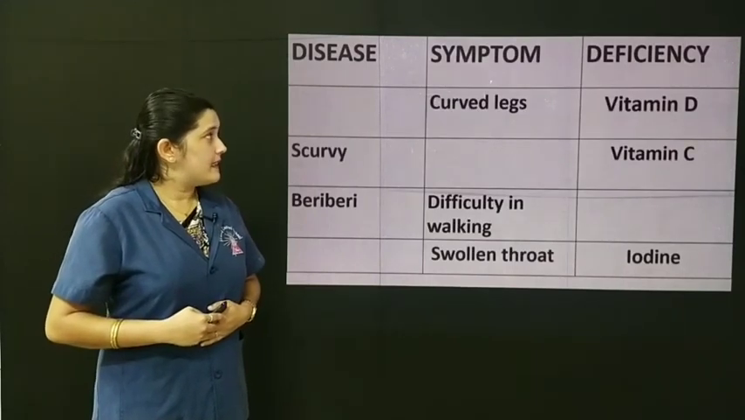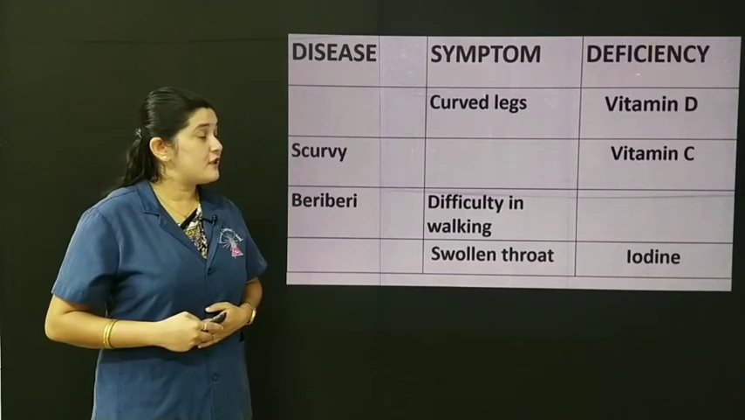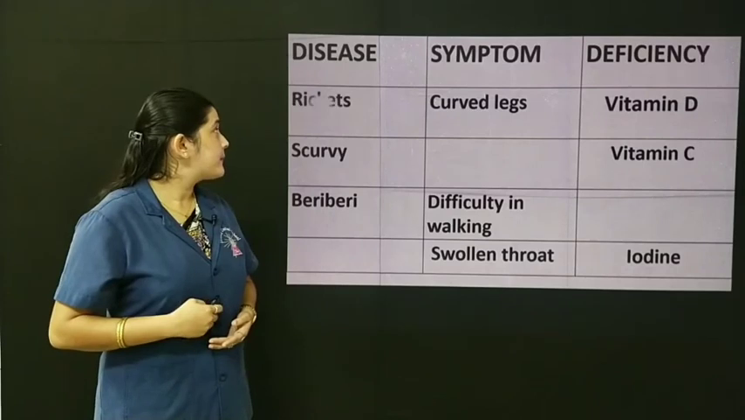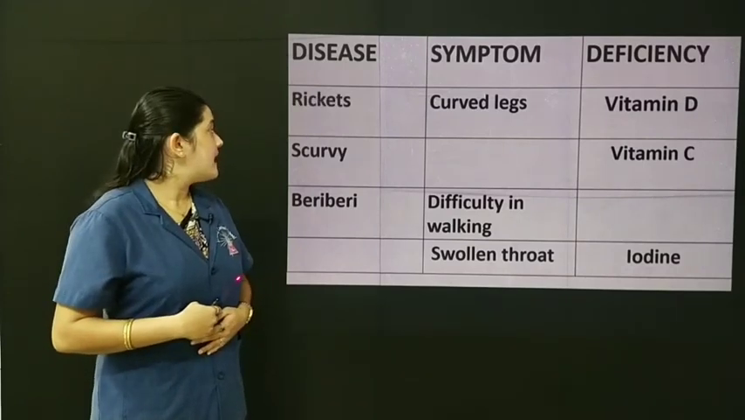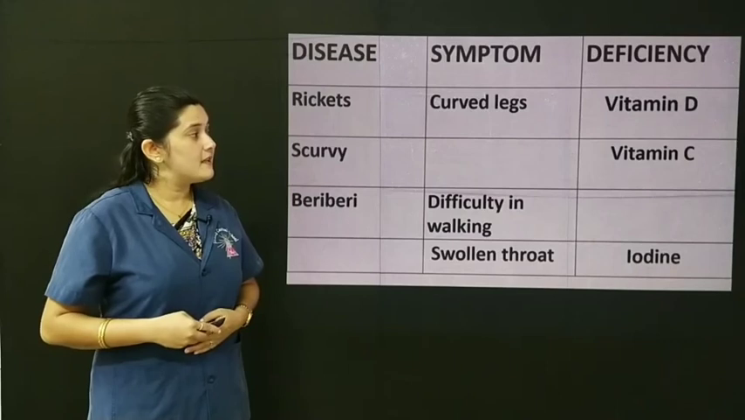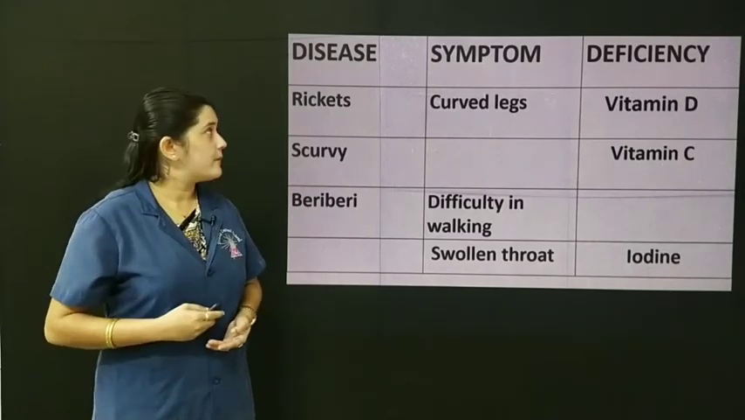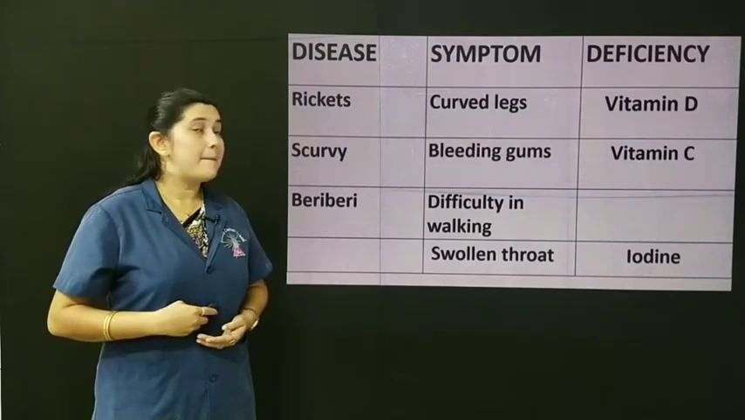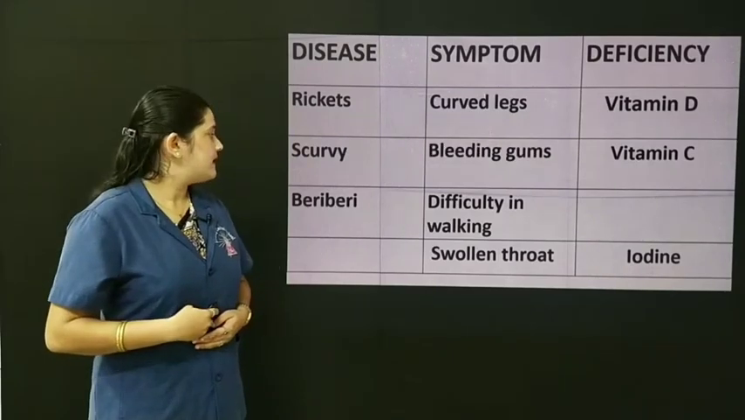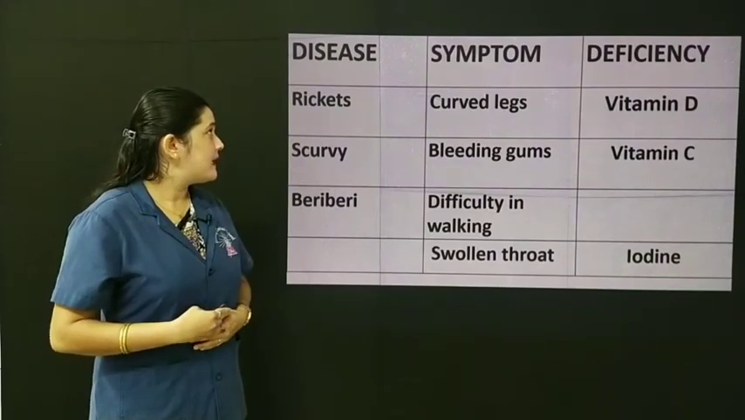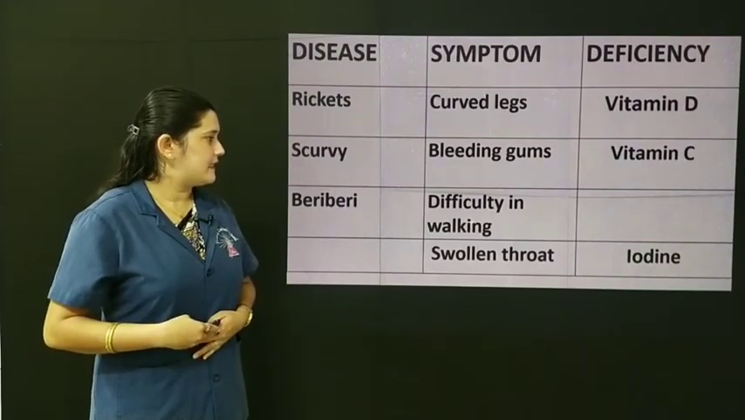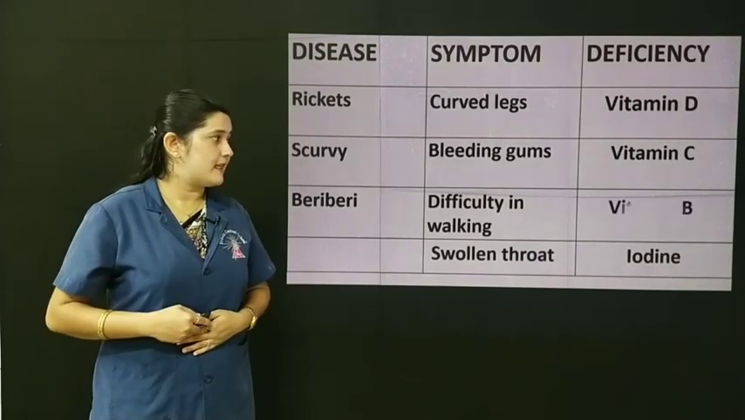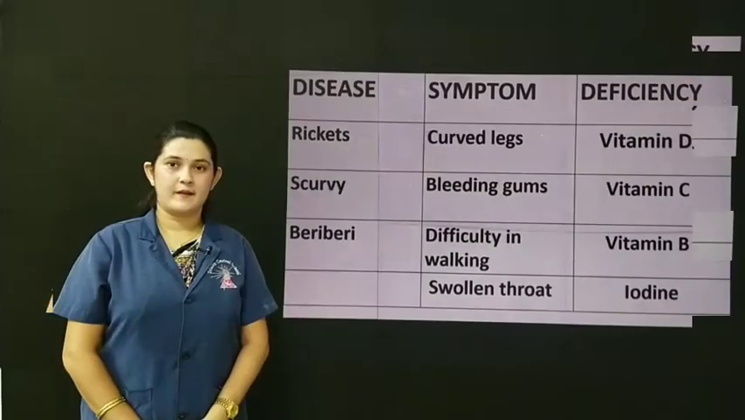So, the symptom here is curved legs. Deficiency is vitamin D. Which is the disease? It is rickets. The disease is scurvy. The deficiency is vitamin C. What is the symptom? The symptom is bleeding gums. The disease is beriberi. Symptom is difficulty in walking. What is the deficiency? The deficiency is vitamin B.